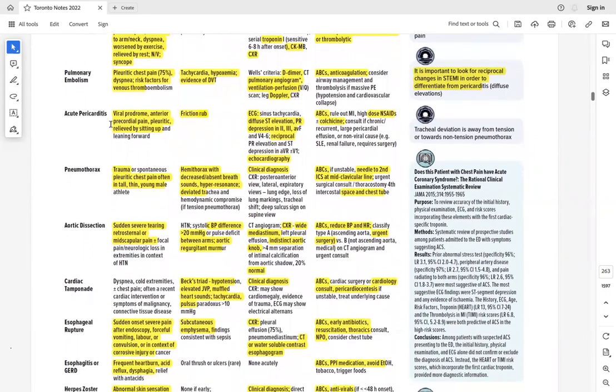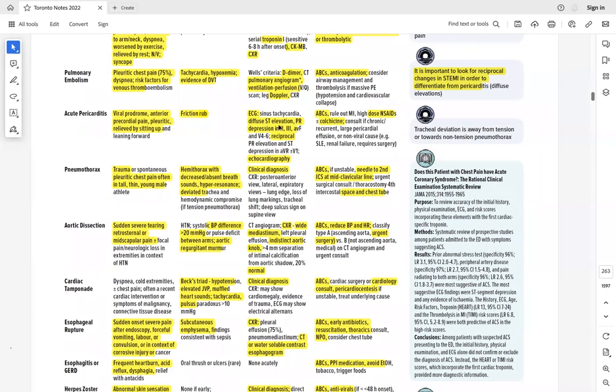Then we have acute pericarditis. In acute pericarditis, most probably they'll give you a scenario. The patient had a viral infection 1 week or 2 weeks ago, and now is presenting with pleuritic chest pain in the chest, and everything is fine.